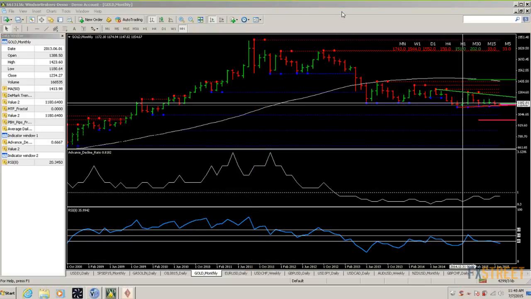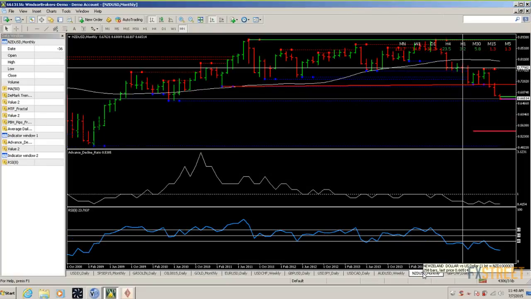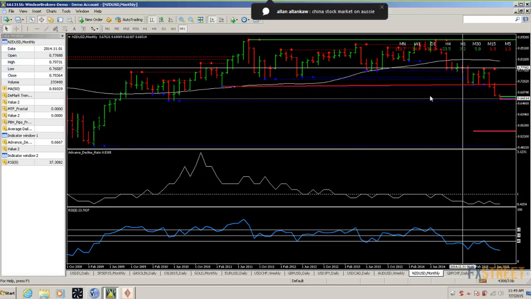So these are the kind of things we want to make sure that we're looking at. The Aussie has a very high correlation to gold. So if gold can recover, Aussie's going to recover. Same as my final pair here. I'll have a quick peek at New Zealand. We've got some.